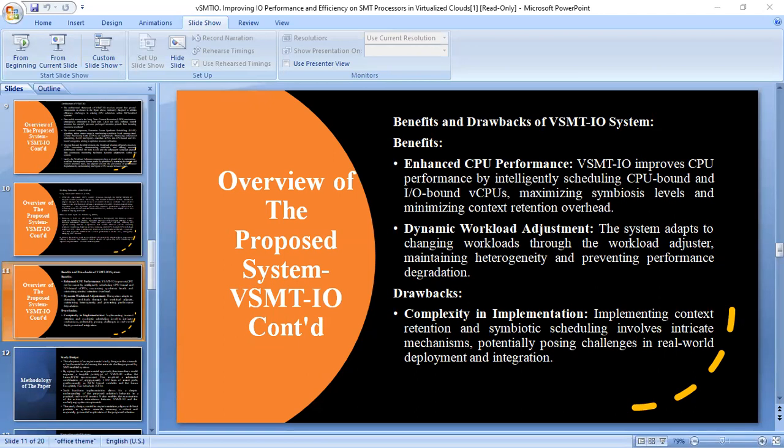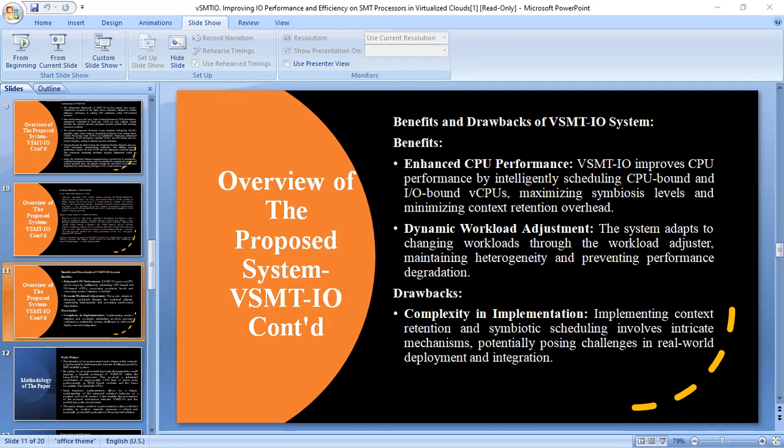Extreme conditions. The paper could benefit from exploring the performance of the proposed system in specific cases or extreme conditions. Investigating how VSMT-IO behaves under extreme workloads or resource constraints would provide a more nuanced understanding of its capabilities and limitations. Addressing these considerations would not only enhance the paper's completeness but also contribute to a more nuanced understanding of VSMT-IO's performance across various scenarios, architectures, and conditions.